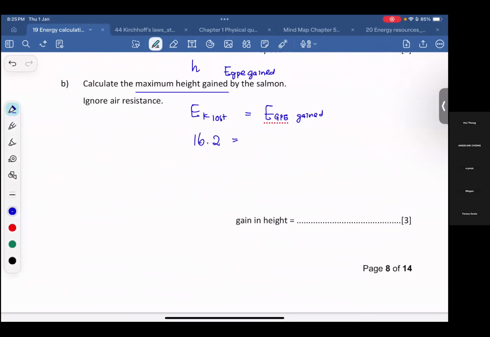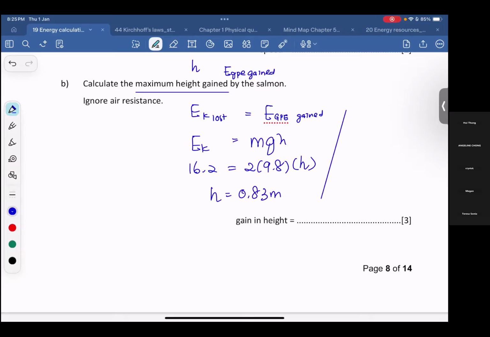But if using my 16.2, then I can write kinetic energy equals mgh, 16.2, m is 2, g is 9.8, h I don't know. So my h is 0.83 m. If you're using 1 over 2 mv squared equals mgh, then I think you will get your answer. So you're using the second one? Then this one is 0.82 meter. Yes. Okay, then it should be fine.